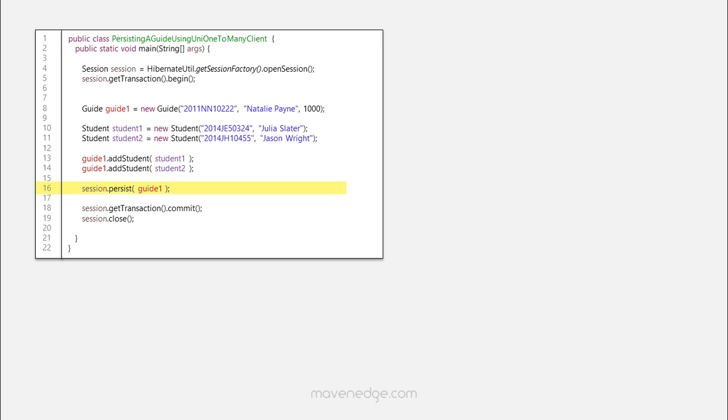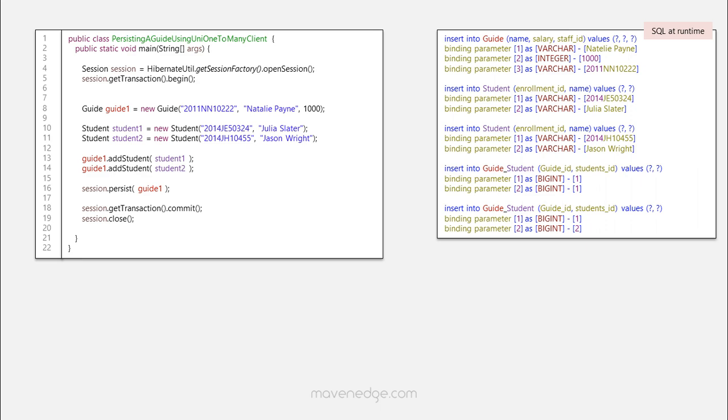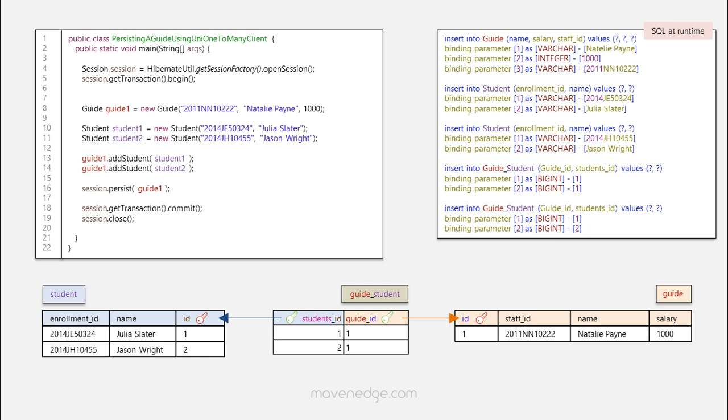So once the guide object gets persisted, these are the SQL statements that will be issued for it. And here is what the database tables are going to look like. So to persist a guide object along with two of its associated students, we'll get issued these 5 insert statements here. The first insert is inserting the guide object into the guide table, and the next 2 inserts are inserting the associated student objects into the student table. And then these final 2 inserts here are inserting the foreign key values into the join table.